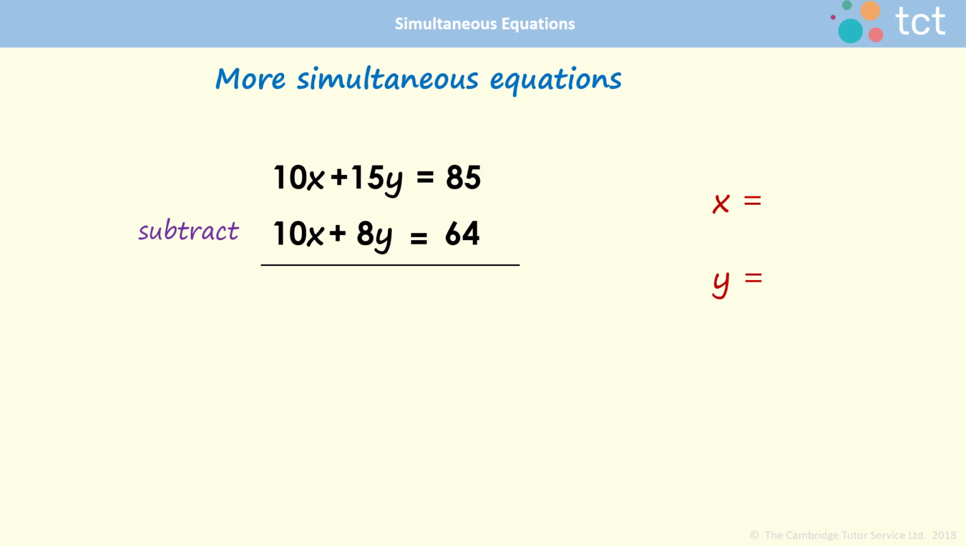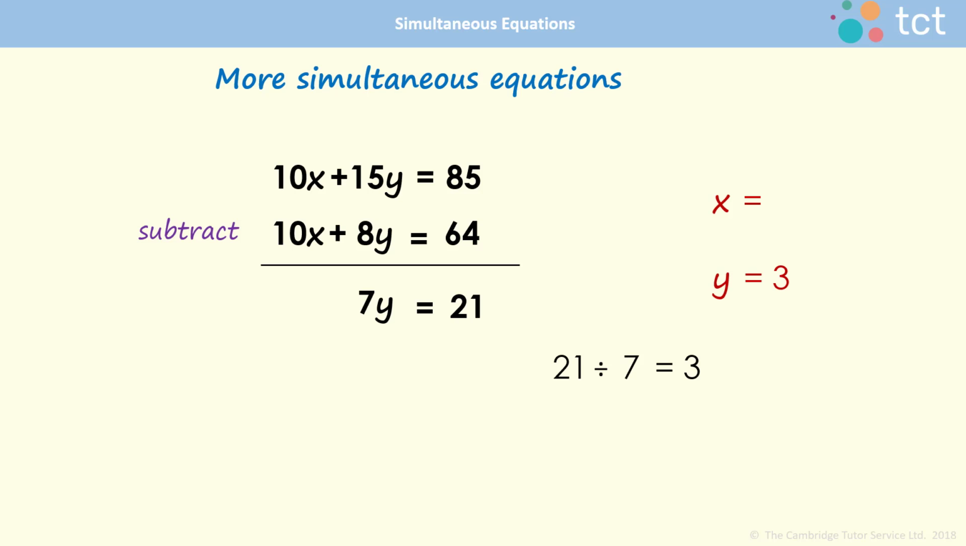We subtract 10x from 10x, we have no x's, so we're just working with the y's. 15y subtract 8y, that's 7y. And 85 subtract 64, that's 21. That means that 7y equals 21. So what's one lot of y? 21 divided by 7, that's 3. So we know that y equals 3.